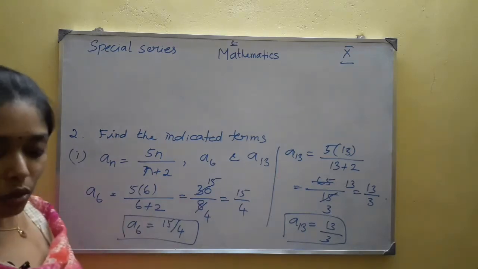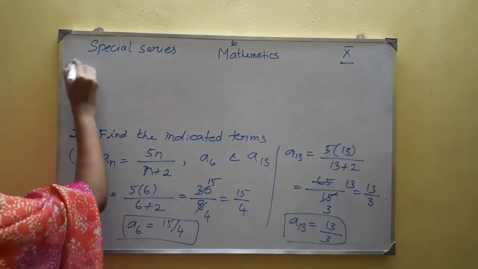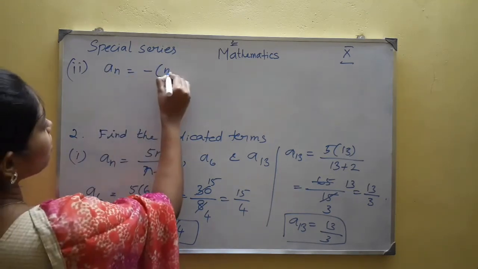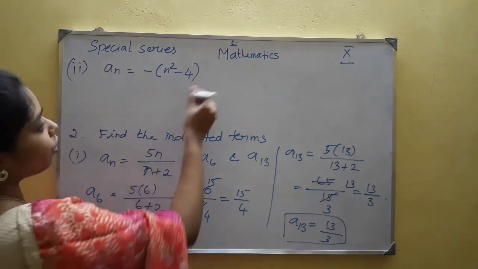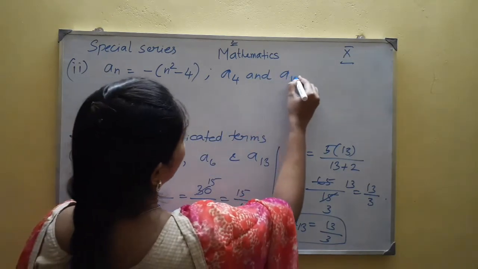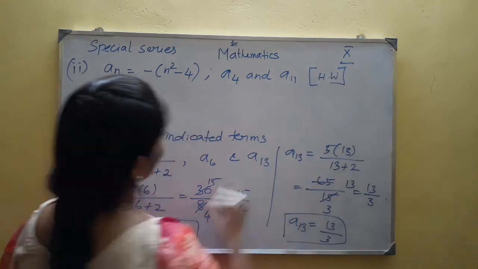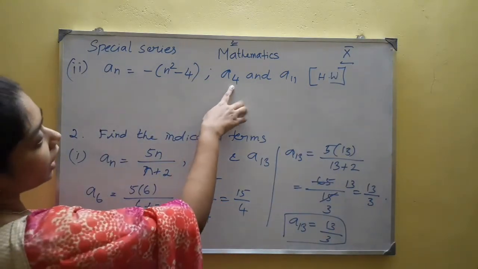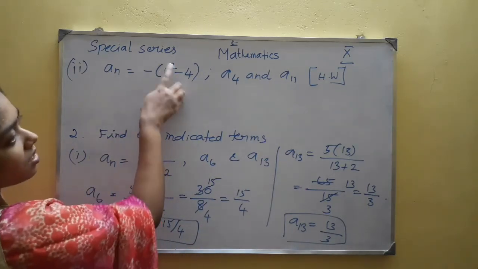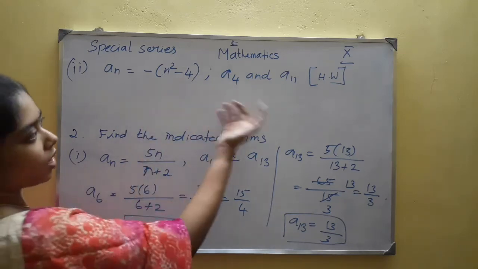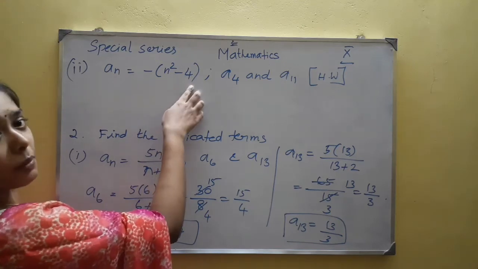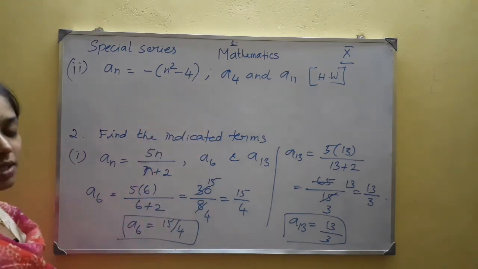I will give you one problem as homework in the same pattern. Second subdivision. An is equal to minus n square minus 4. So you want to find a4 and a11. Take it as homework. You just substitute. They ask you to find the 4th term and the 11th term. In the place of n you just substitute 4, what will you get? 4 square is 16 minus 4 is 12. Minus 12 is your a4 answer. And for 11, substitute 11 here. 11 square is 121 minus 4. So what is 121 minus 4? 117. So minus 117 is your answer.